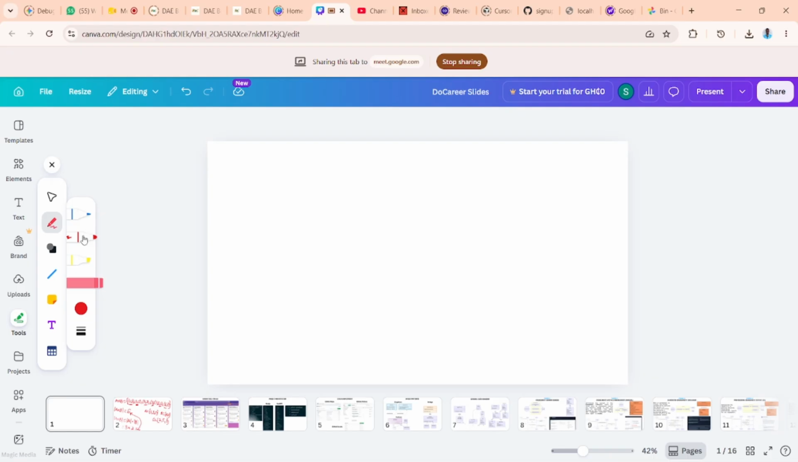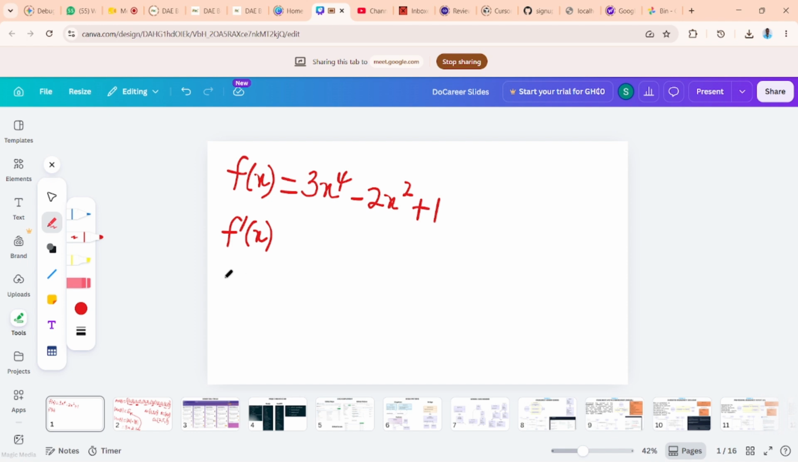Not you, sorry. So now we have a function here that I want us to find the f prime of, or the differential, which is 3x to the power 4 minus 2x squared plus 1. So we have to find f prime of x, and then we'll find the second derivative, that's f prime prime of x. Meaning that when you find the first derivative, you do it again for the result that you get. You find the second derivative and you get the final answer.